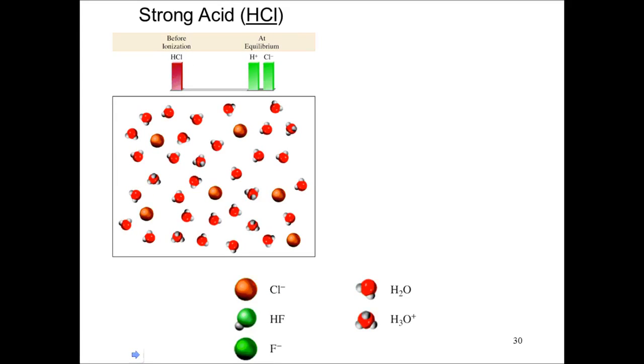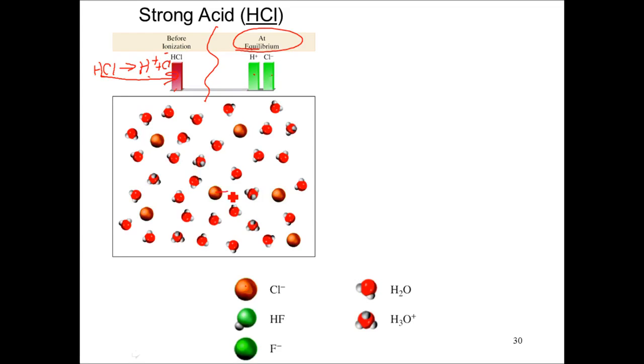Slide 30 then. Let's look at a strong acid, HCl. And here's what you need to look at over time: HCl is a strong acid and will completely dissociate into hydrogen ions and chloride ions. And when it does, look how before ionization, all you have is the acid concentration. But at equilibrium, all you have are hydrogen and chloride ions.